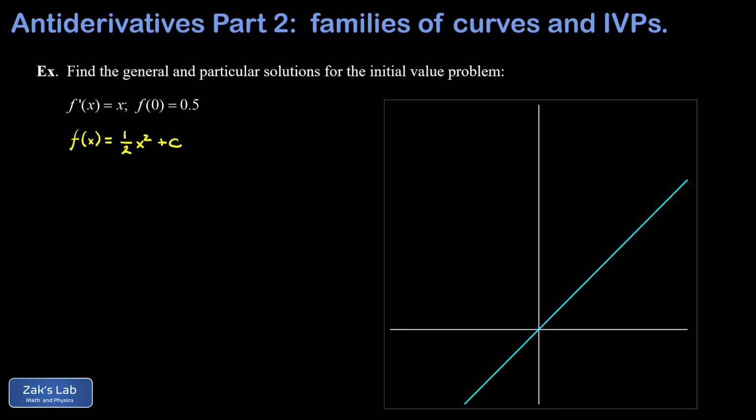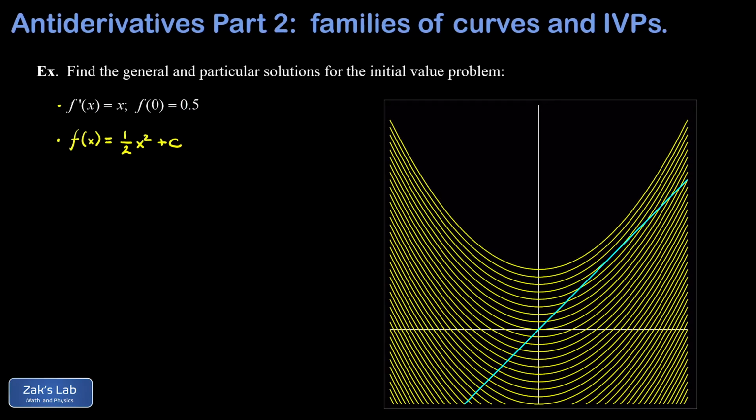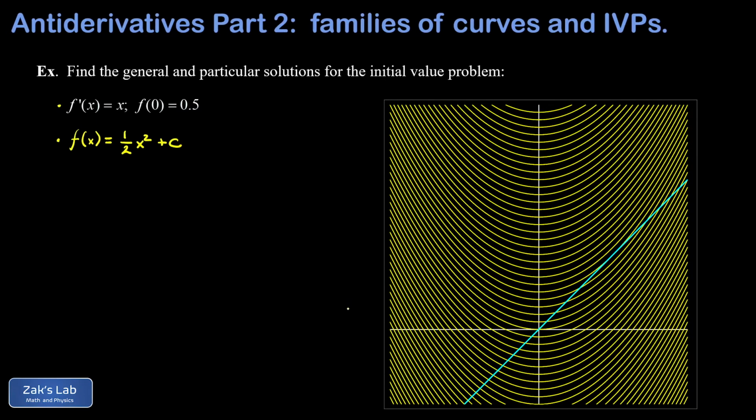Now we can visualize this general solution as a family of curves. Now in the plot, we're showing the original curve for f prime of x. That's equal to x, so that's just a line. And now we overlay this family of curves for a bunch of different values of c in our general solution.